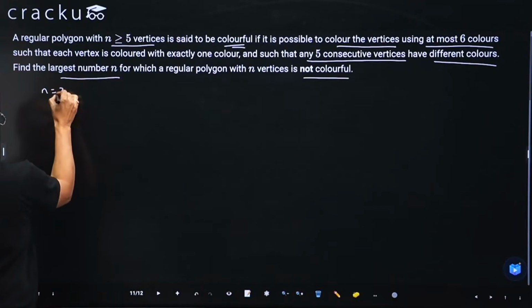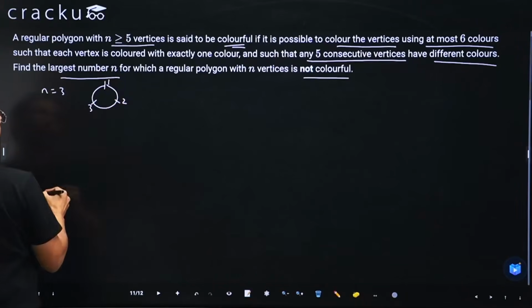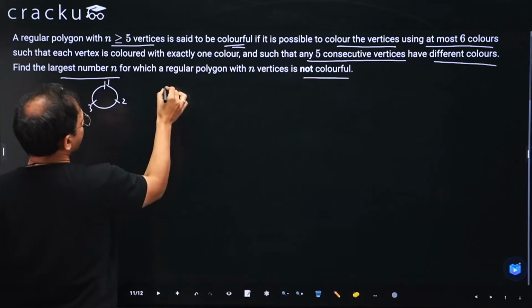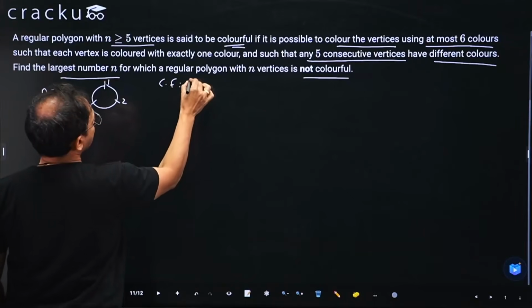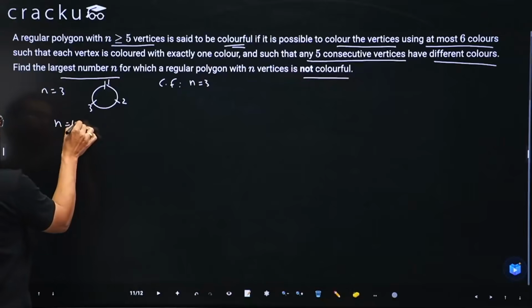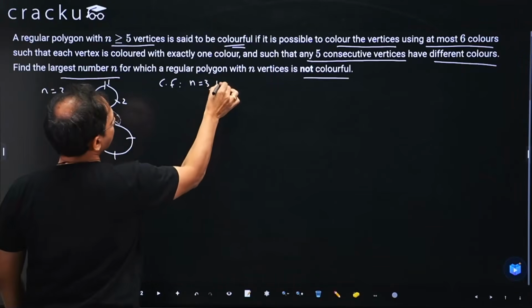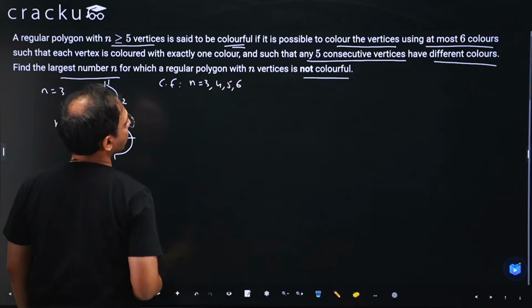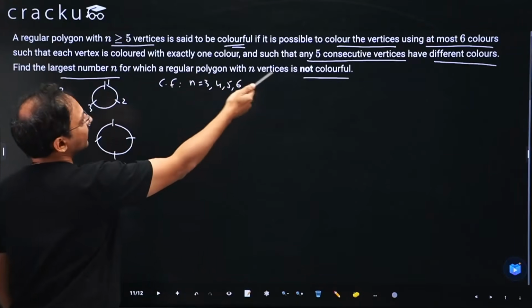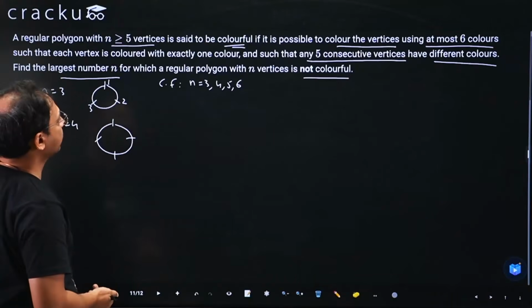If I put n is equal to 3, I can have 3 different colors and this is colorful. So if you look at colorful combinations, n is equal to 3 is allowed. If I put n is equal to 4, again I'll have 4 different colors. So 4 will be colorful. Similarly 5 and 6 also will be colorful because I have 6 different colors. So any 5 consecutive vertices will have different colors.